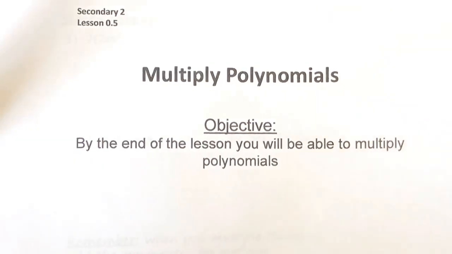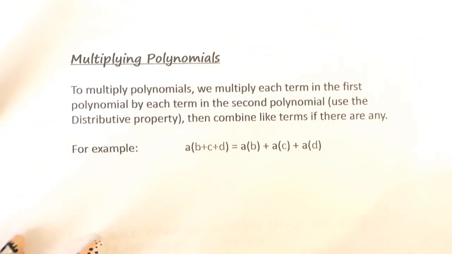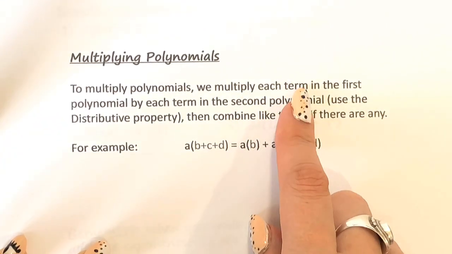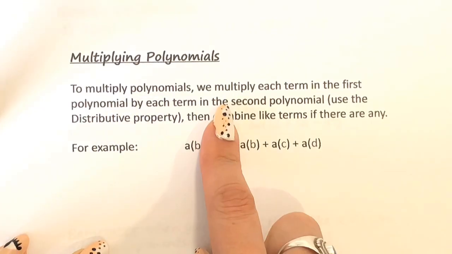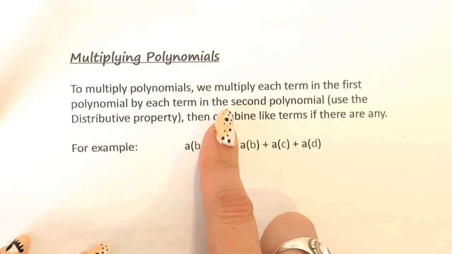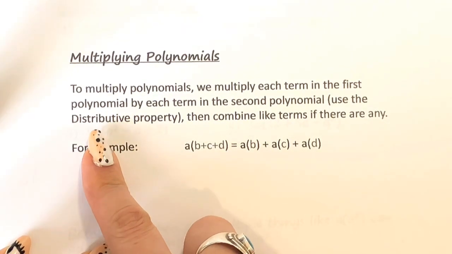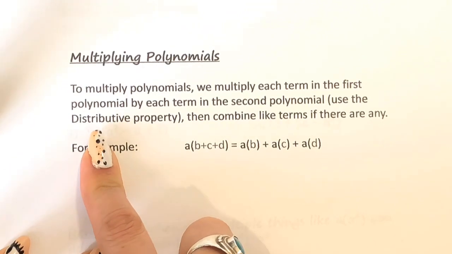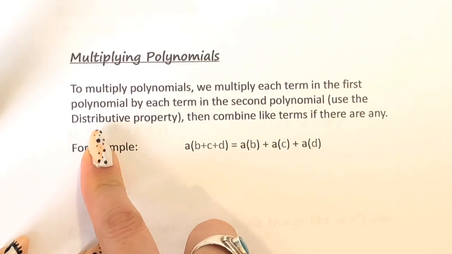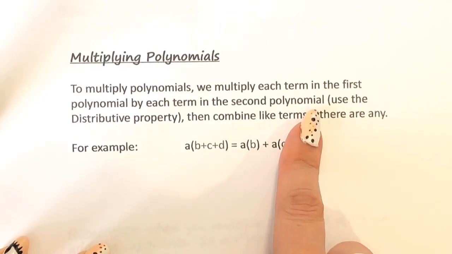When multiplying polynomials, what we're going to do is multiply each term in the first polynomial by each term in the second polynomial. This is what we call the distributive property. Essentially we're distributing each term to every other term. And then if we can, we're going to combine any like terms.